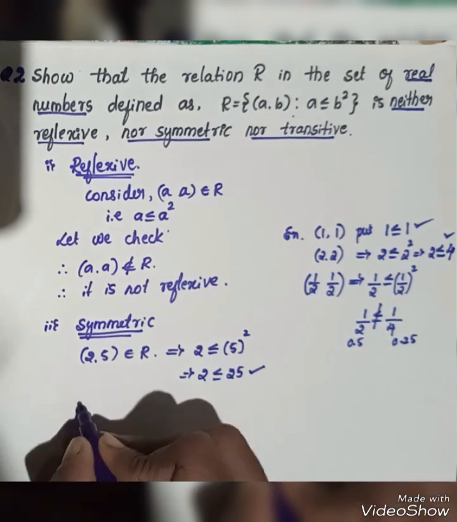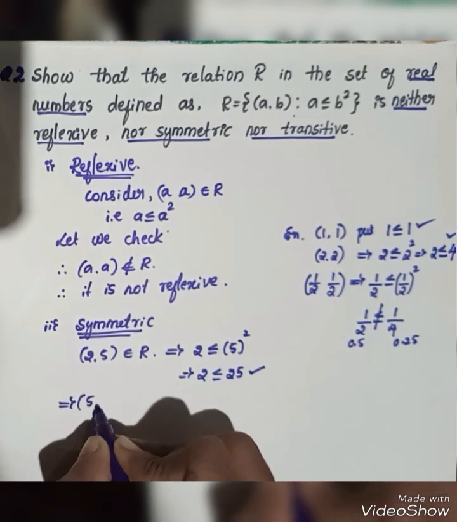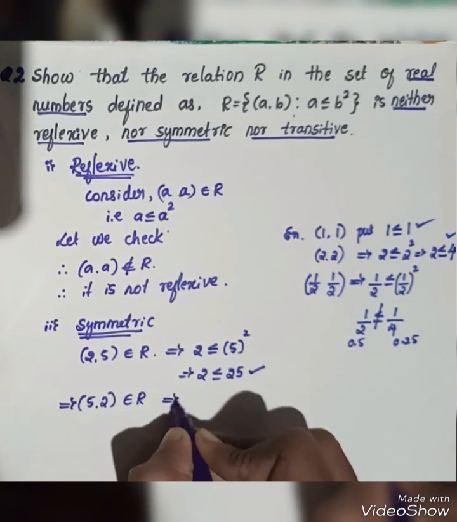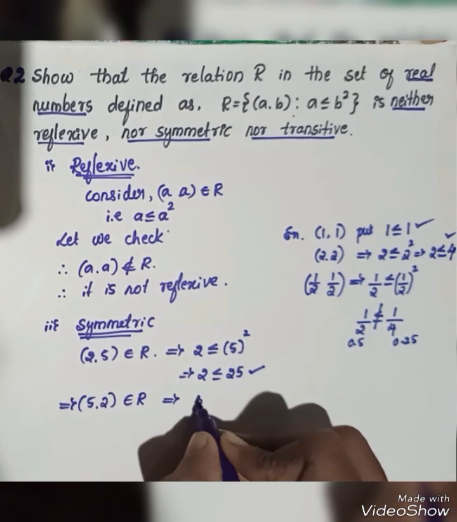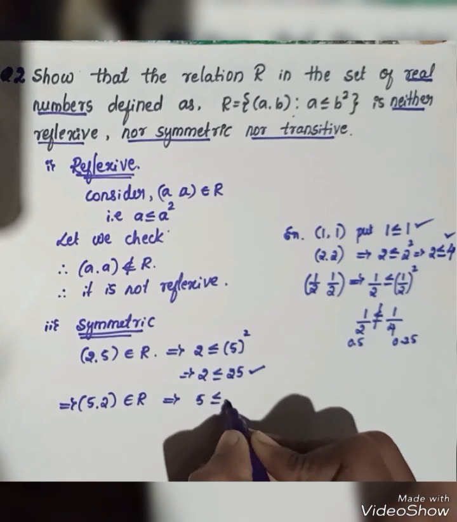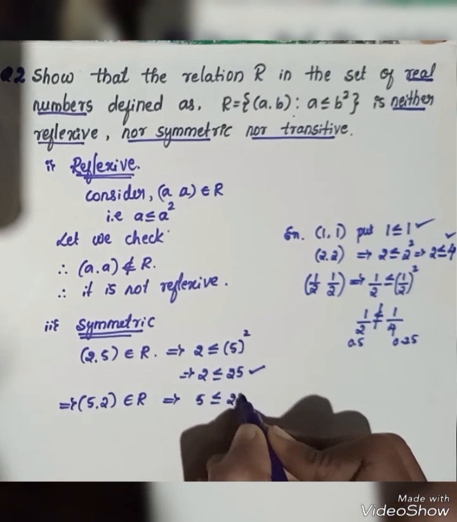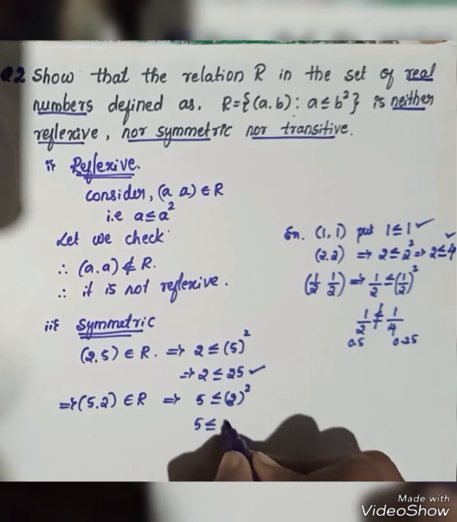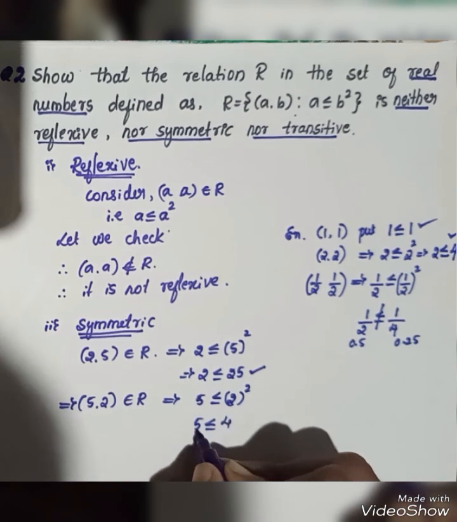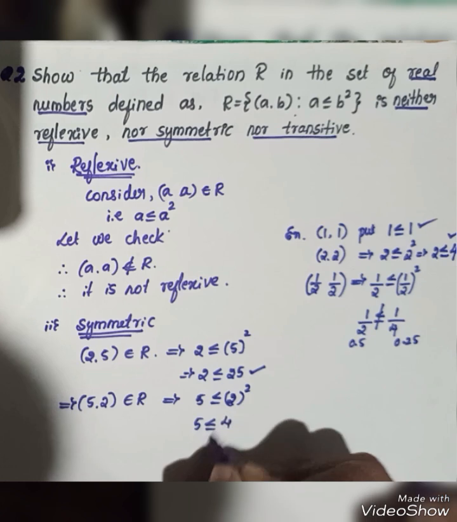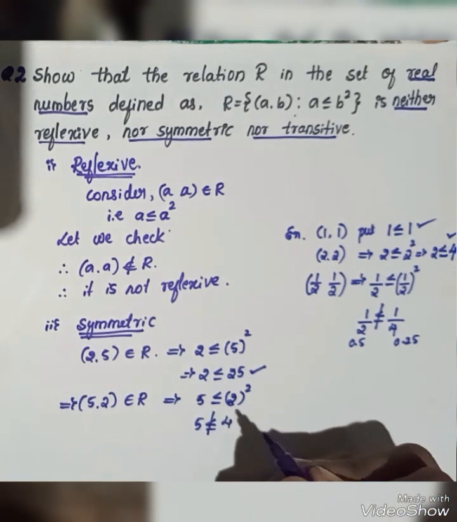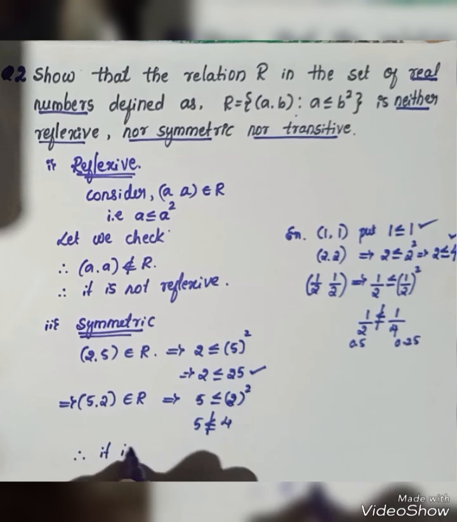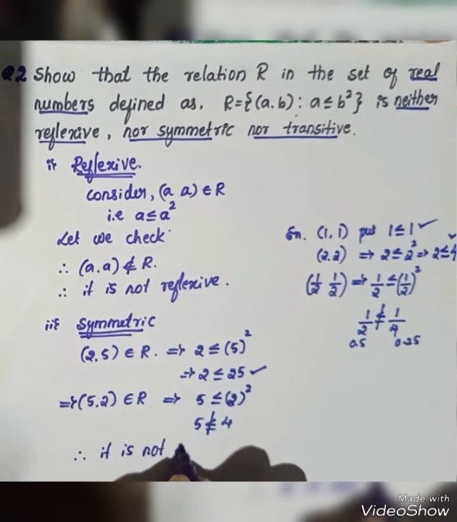Again, does that imply 5 comma 2 belongs to R? A value becomes 5, and 5 is less than or equal to 2 square. 2 square becomes 4. Here 5 is greater than 4. Hence this condition is not satisfied. Therefore, it is not symmetric.